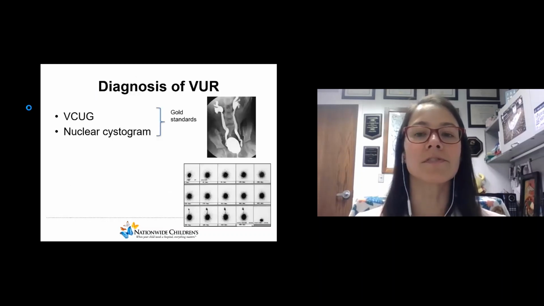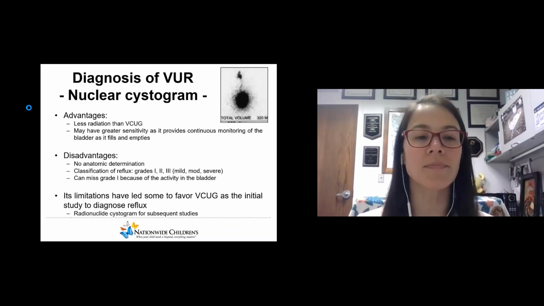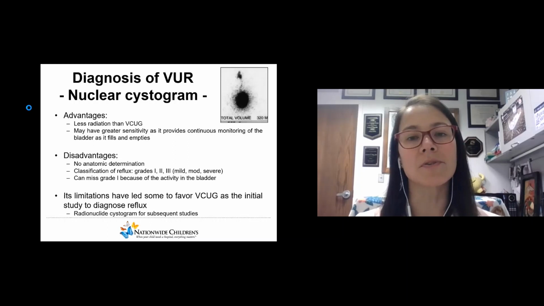So the diagnosis of reflux is made by imaging, with the gold standard being direct cystography, either through a VCUG or a nuclear cystogram. In both, contrast is placed into the bladder via catheterization, and images are taken to look for signs of reflux. Just a little bit more about a nuclear cystogram, because some of the trainees may be less familiar with this. Instead of using iodinated contrast material like you do in a VCUG, it uses a radioisotope. It actually uses technetium. The advantage is that there's less radiation than in a VCUG.